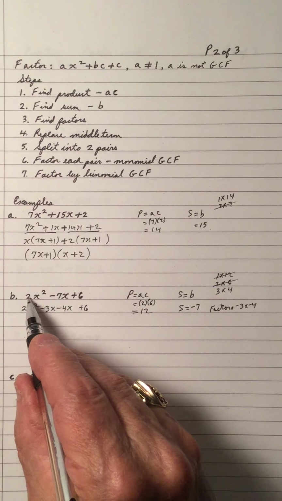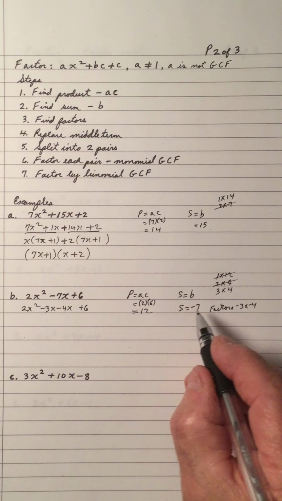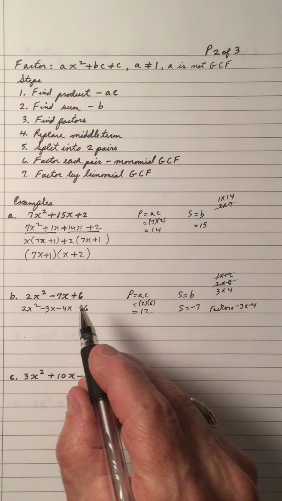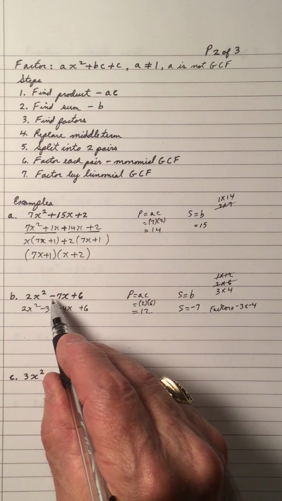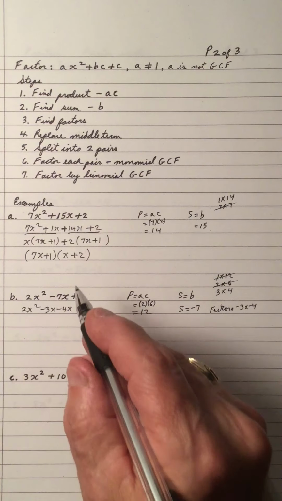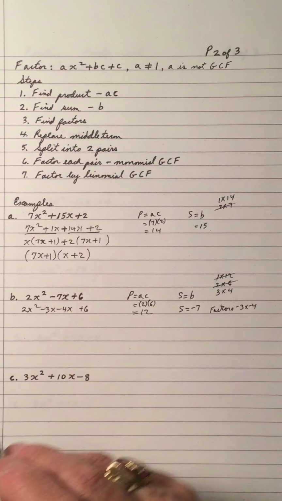So again, notice the product is 12. The sum is negative 7. 3 and 4 are the numbers, but they have to be negatives. Why? Because if I multiply to get a positive and add to get a negative, it must be two negatives.